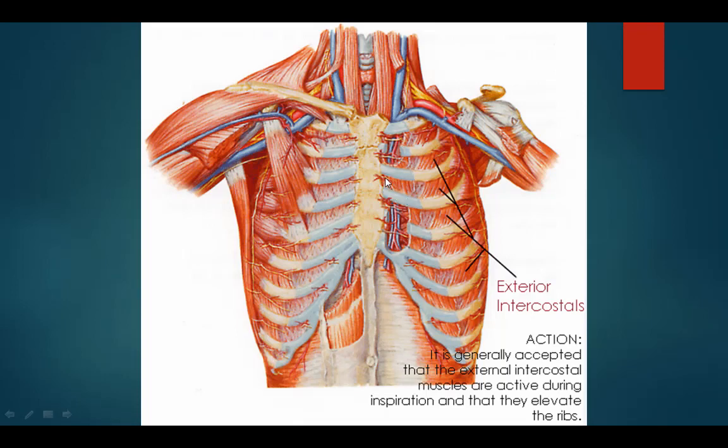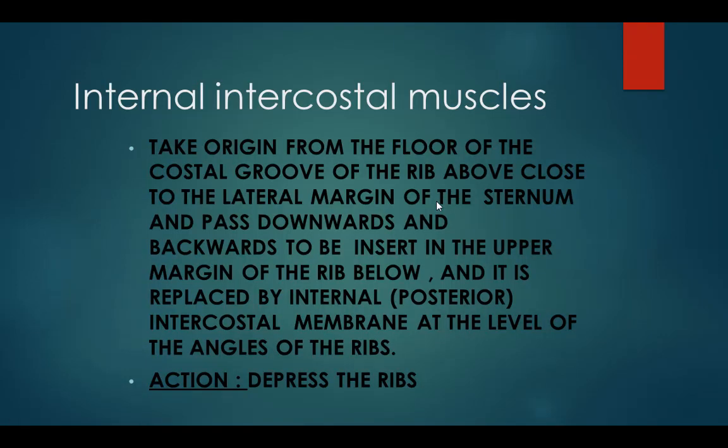So again, you can look here at the level of the sternum, look at the direction of the fibers. This is the internal intercostal muscle from here until the level of the angle posteriorly, so it doesn't reach the vertebra. It's replaced by the posterior intercostal membrane or aponeurosis. So it depresses the ribs.